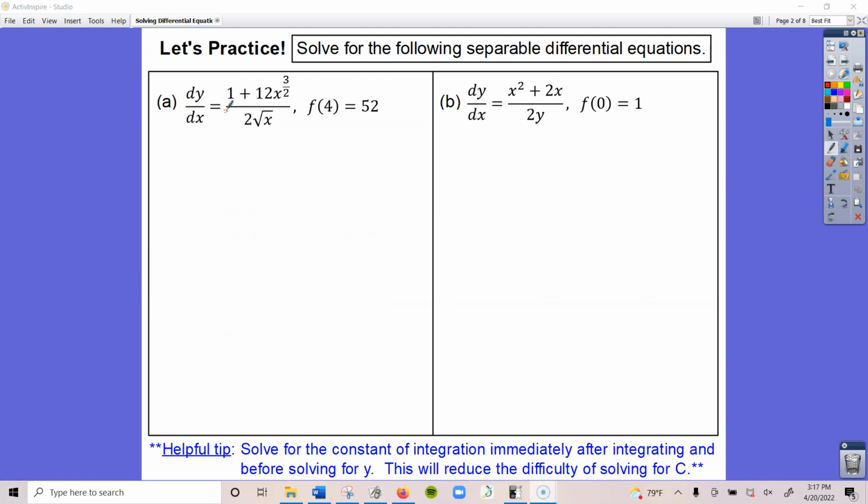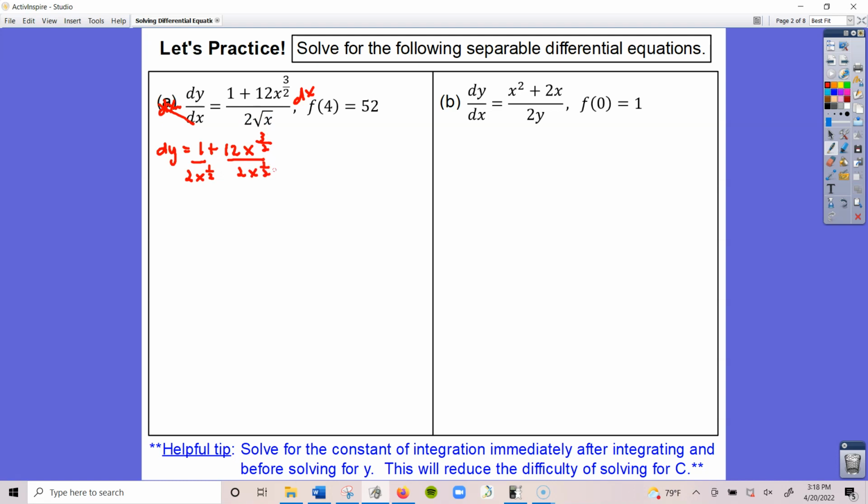When looking at this first example, we have dy over dx is equal to 1 plus 12x raised to the 3 over 2, divided by 2 square root of x. And here is my initial condition of f of 4 is equal to 52. So first we want to separate our variables. Here I have only x's, so that means I just need to multiply dx over to the other side. So I have dy is equal to 1 plus 12x to the 3 over 2. And now, since everything is divided by 2 square root of x, I can put everything in the numerator over 2x to the 1/2, which is the exponent of the square root.